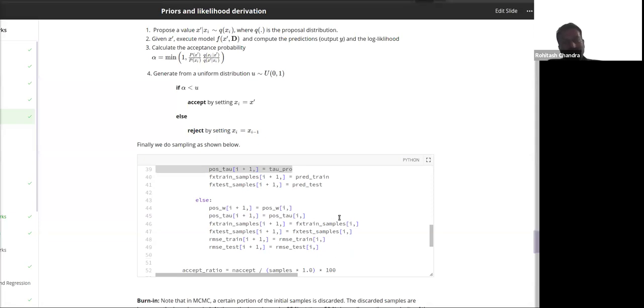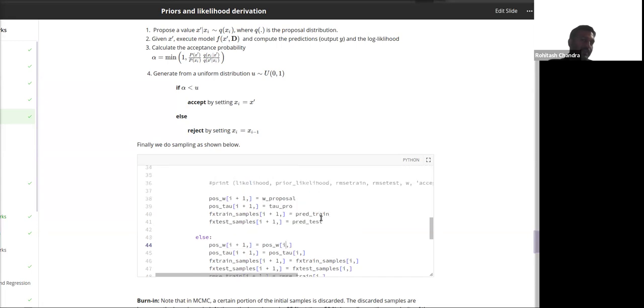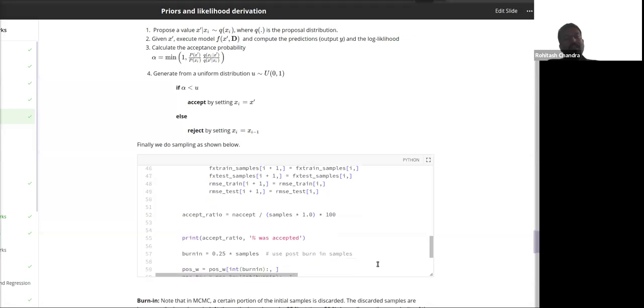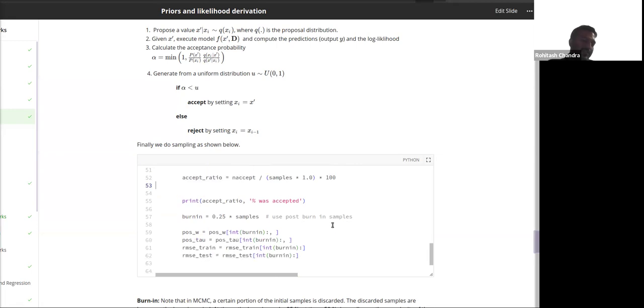Anyway, if it is rejected, then you basically repeat the current as the future. See I, and this is indexed by I plus 1. And in here, the I plus 1 is what was just saved as the weight proposal. Then you can calculate the acceptance ratio, that's how many percent were accepted. And as I said, the burn-in is something that's used to cut out the first 25%. It can be the first 50%.